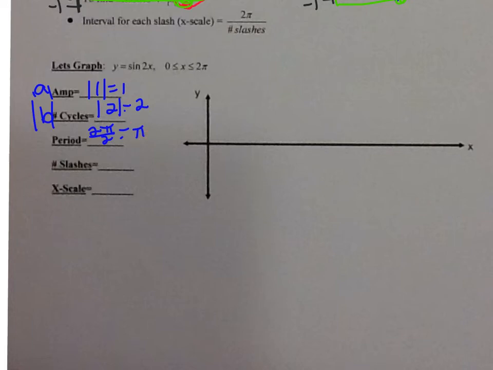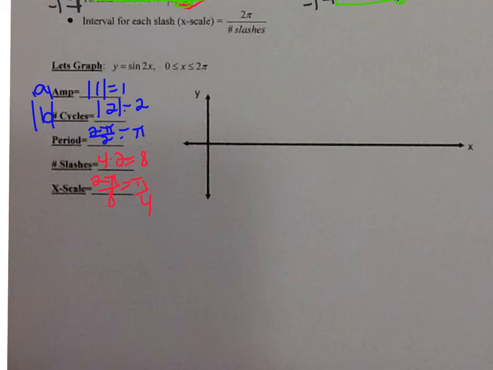All right, my number of slashes is 4 times b, which is 4 times 2, which is 8. So I'm going to have 8 slashes. And your x scale is 2 pi divided by 8. So you're going to reduce that to pi over 4. Okay, so we're going to label the axes here.